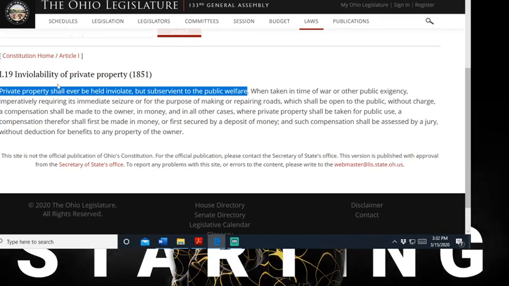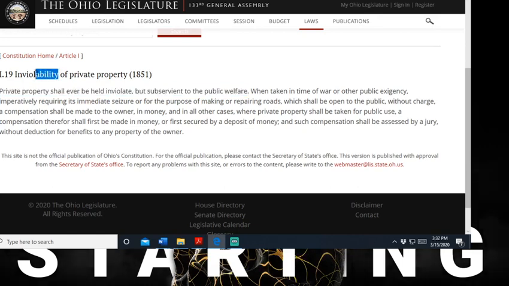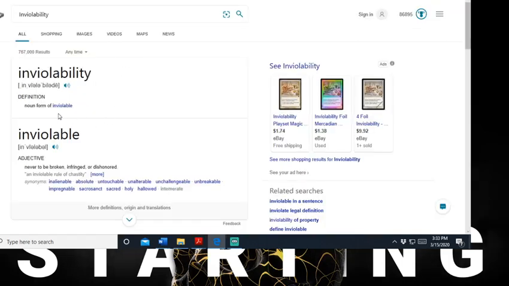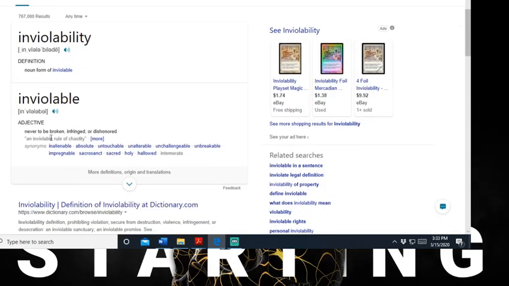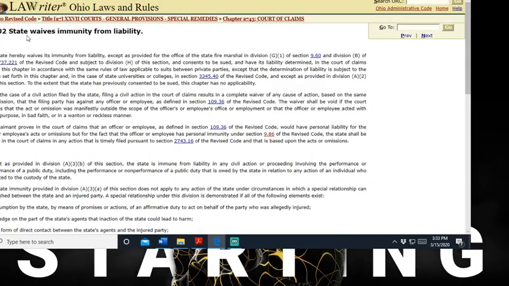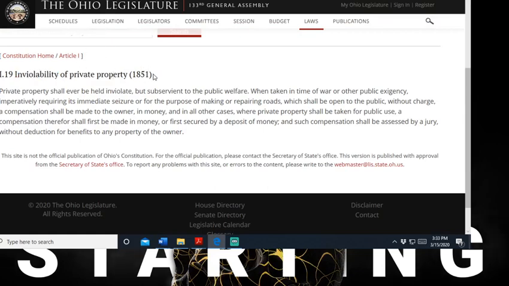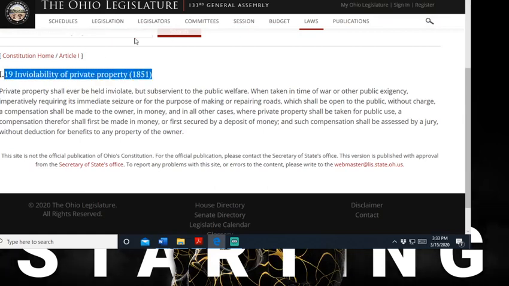So when you look up this term right here, it says private property shall ever be held inviolate. So let's look up that word. Never to be broken, infringed, or dishonored. Wow. So if they ever do any of this, this is why they have to do this when they touch this. And you need to understand what's public and what's private. You need to know how to set it up correctly so you can maintain your privacy.